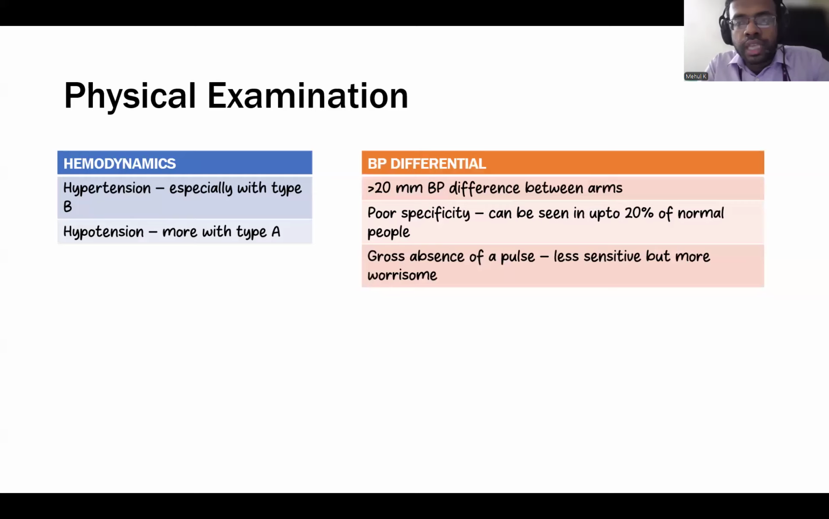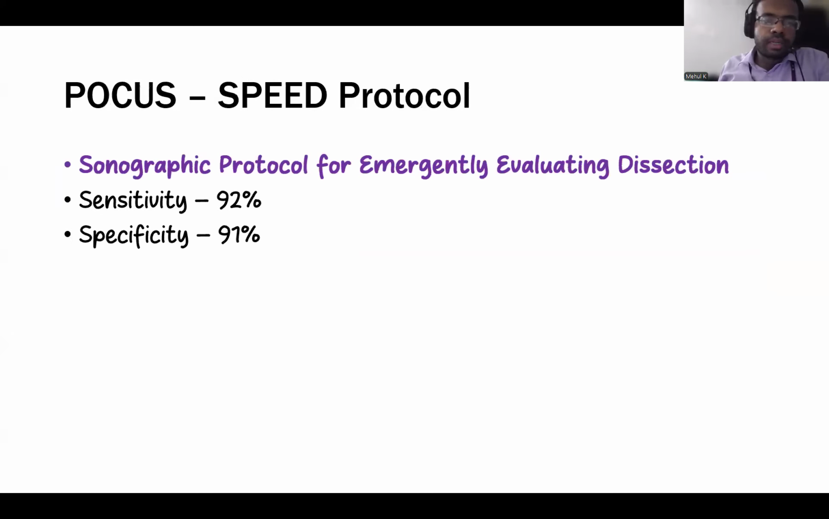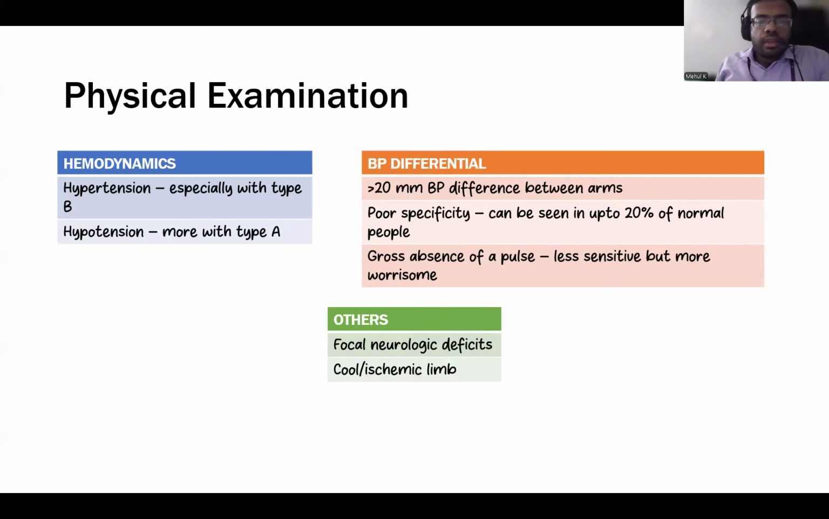So if you have gross absence of pulse on one side, but not the other, then that really does increase the risk of having an aortic dissection. And other things like focal neurological deficits or an ischemic limb, etc., can also be found on examination. Another thing I didn't mention here is that you can have features of aortic regurgitation also. So you might have an early diastolic murmur of aortic regurgitation.